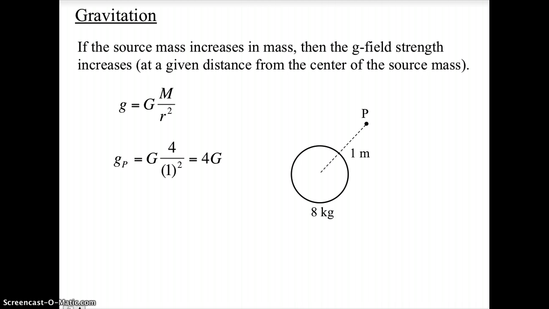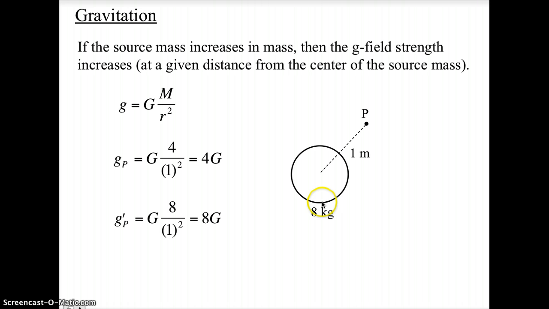But what if I had an 8 kilogram mass like this? So instead of a 4 kilogram mass, now I'm changing it to an 8 kilogram mass. Well, the new gravitational field strength, G prime, at this point P has changed, and in the numerator, we plug in 8, the bigger mass, the new mass. And 1, of course, is still the distance, so the denominator is still 1 squared. And what we get as the new gravitational field strength is 8 times the universal gravitational constant, 8g.